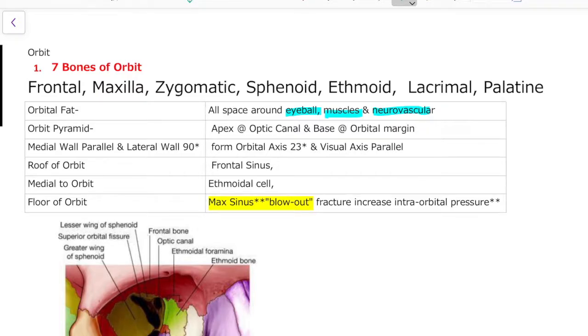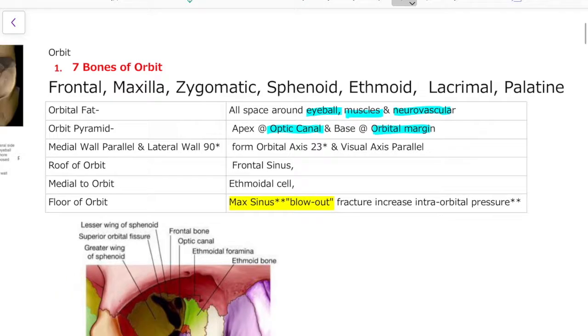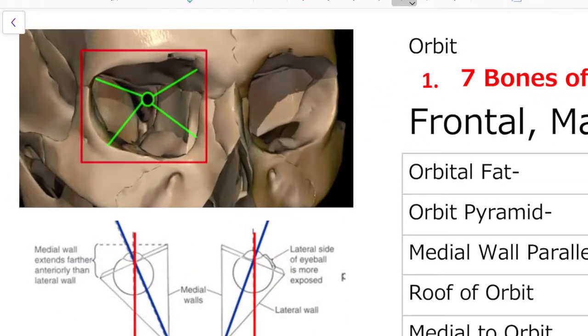The orbit is made up into a pyramidal shape, where the apex or the cone is at the optic canal and the base is at the orbital margin. So that's what you're shown here, is that we have the outer surface, we call that the base, and that is at the orbital margin, whereas the apex going into it is at the optic canal.